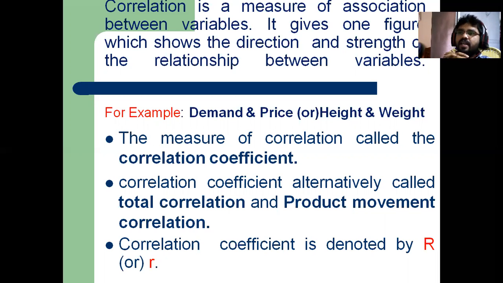Take another example, height and weight. Generally, if our height increases, our weight also may increase, although some people's weight may come down as height increases. Generally, as height increases, the weight of the person increases, so we get a positive relation. But how strong is the relationship between height and weight?